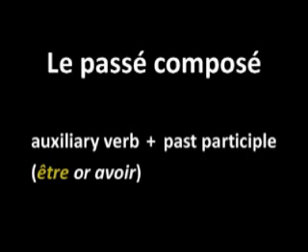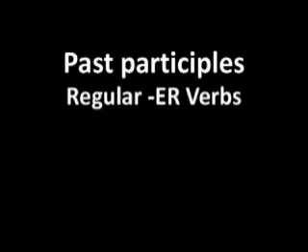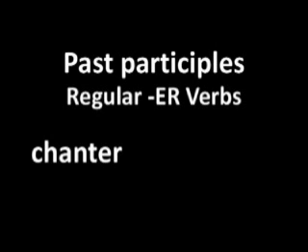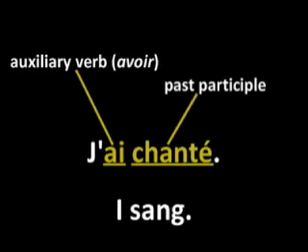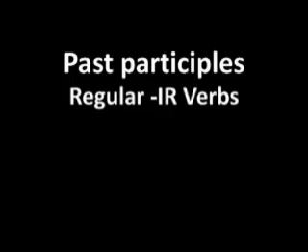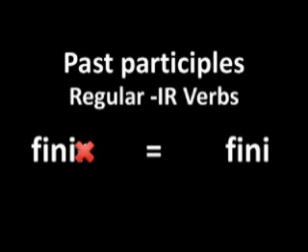It is easy to find the past participles of regular verbs. For regular ER verbs, you remove the final R from the infinitive and add an accent aigu. Chanter becomes chanté. J'ai chanté. I sang. For IR verbs, you simply remove the R from the infinitive. Finir becomes fini. Elle a fini ses devoirs.